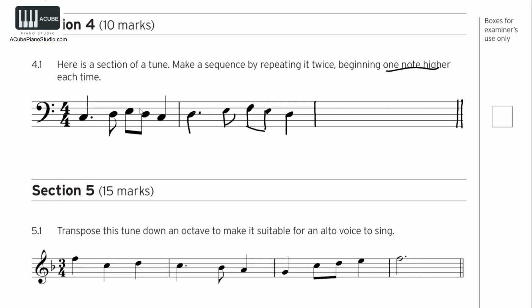So it's C, D, E, D, C, D, E, F, E, D. Then next will be E, F, G, F, E. So now let's go up. From C to D, from D to E. Then now C to D, E will go to F, go up one step. Then go up again. Now it's coming down. Then go back to the original note. So just do it this way. All right, done.